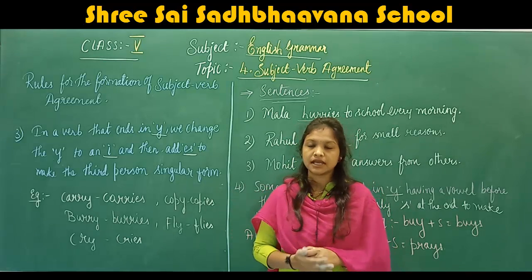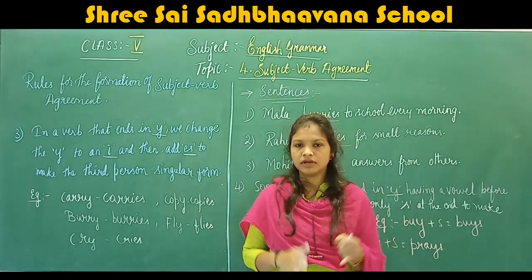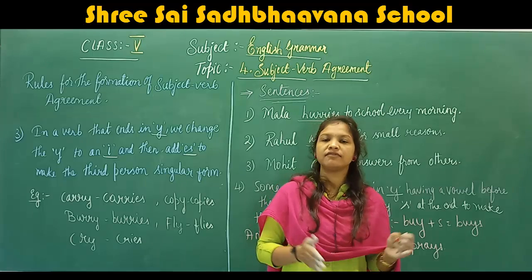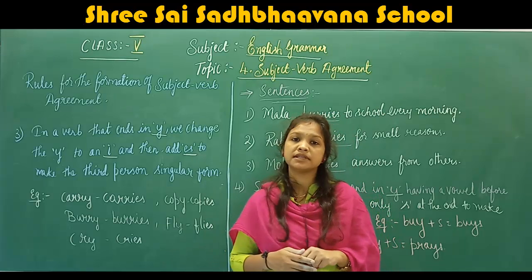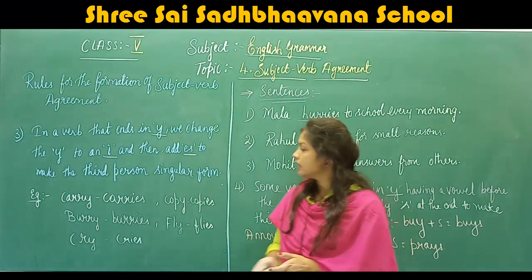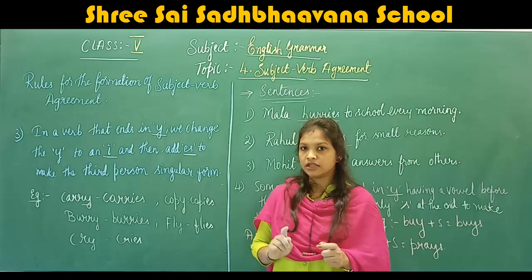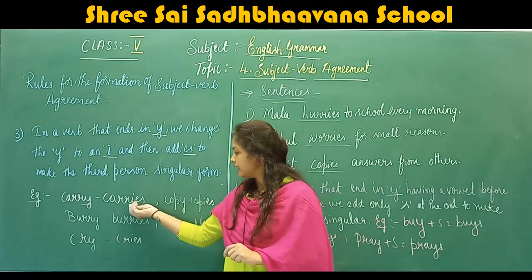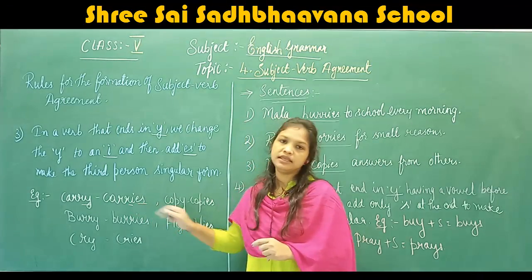So here the third point tells us that when a verb is ending with the letter y, when we are changing that verb into third person singular form, we remove the y and we add i and es. For example, carry, carries. The verb is ending with the letter y, so when we are converting it into third person singular, we remove the y and add i and es.